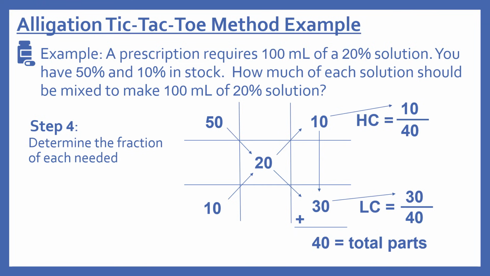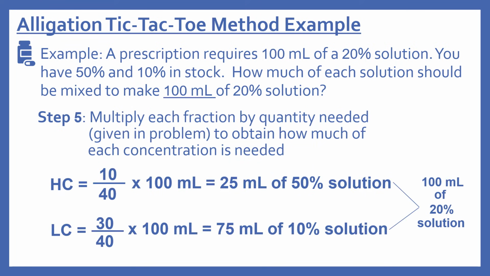Now we're going to determine the fraction of each needed. So for the high concentration, it's 10 parts out of 40 total parts. So our high concentration fraction is 10 out of 40. And for the low concentration, we have 30 parts out of the total 40 parts. So it's 30 out of 40.